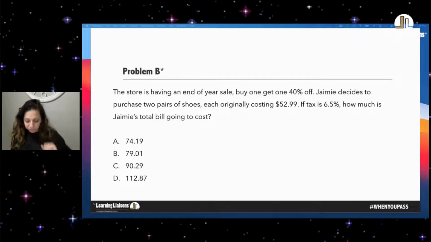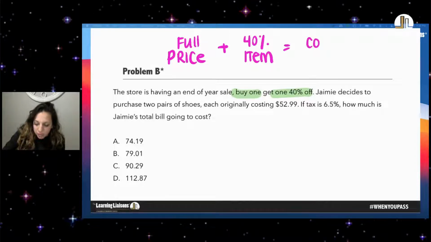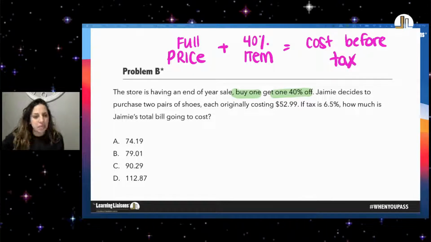So let's get started. The store is having an end of year sale. Buy one, get one 40% off. So I have to buy one full price item, and then I get a 40% off item, and that will give me my cost before tax. I like to map my problem and my thinking out like this because it helps me keep track of what I'm trying to accomplish. So let's keep going.